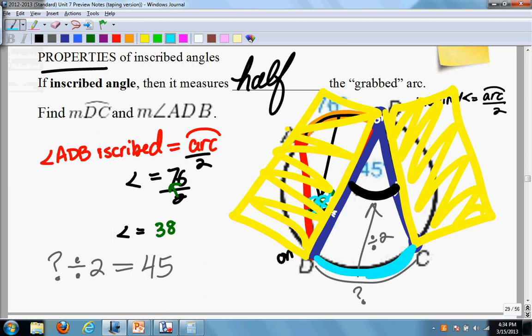You should be able to see that this arc here is therefore going to be 90 degrees, because 90 divided by 2 is 45 degrees. So the measure of arc DC is going to be 90 degrees, and that's what we wanted to begin with.